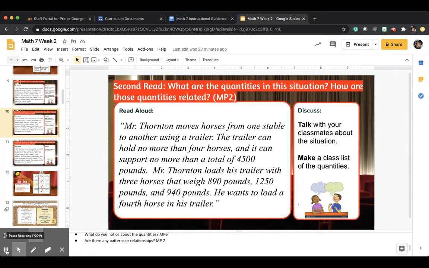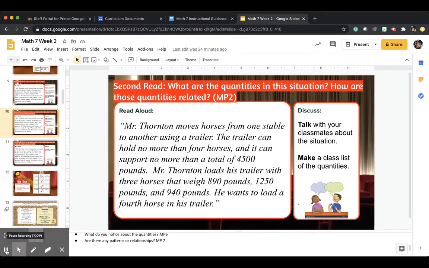So this time when one of your classmates is reading, please make sure you listen for the important information in the situation. That means quantities, which are numbers and their units. That stuff's going to help us solve this problem. You always want to look for both. Sometimes they're not numbers. So as your classmate is reading, make sure that you read the situation out loud to yourself as well.